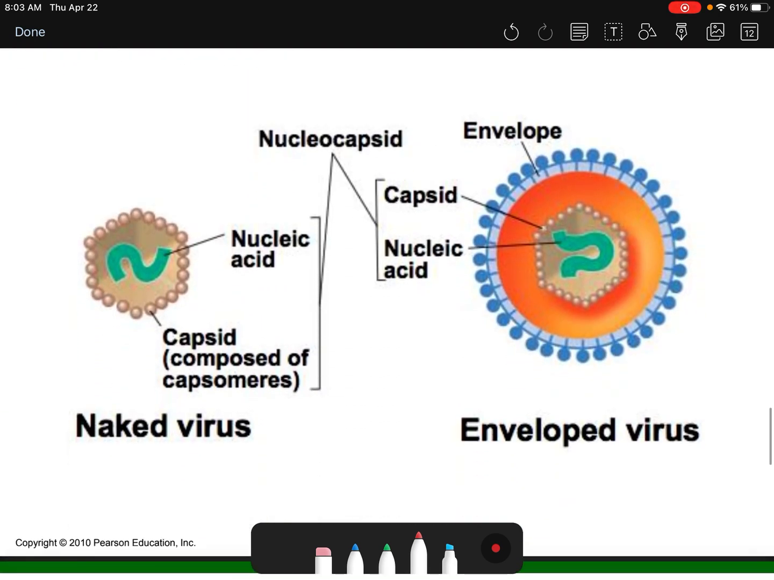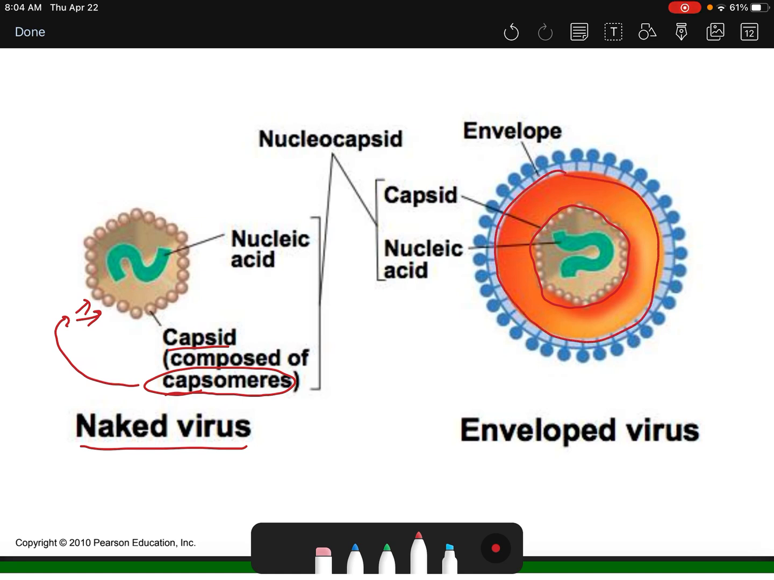So here's an example of a naked virus. Here's your capsid, and each of these individual things here are the capsomeres. Together they make up the capsid, that outer coat. And then you've got your nucleic acid, which could be DNA or RNA. Here's your capsid way inside, that protein coat, but then we have this envelope surrounding it, and it can have these little spikes sticking out from it too.